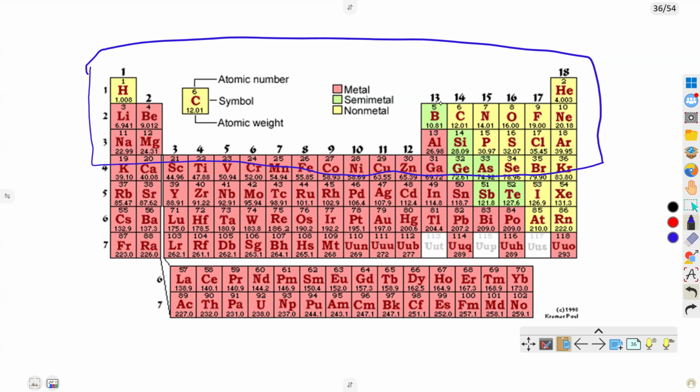When we get to boron, boron is number 13. Last digit is 3. Well, guess what? Boron will have 3 valence electrons. Carbon in group 14 has 4 valence electrons. We've already done nitrogen and oxygen, but they're in groups 15 and 16. Fluorine is in group 17, so it's going to have 7 valence electrons.